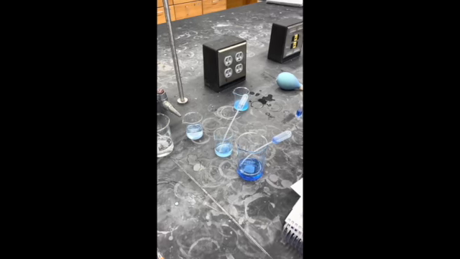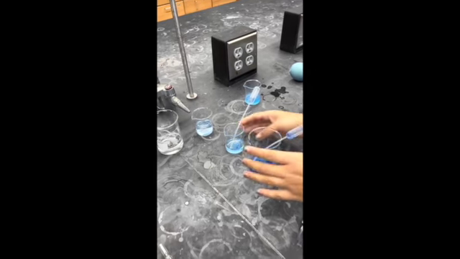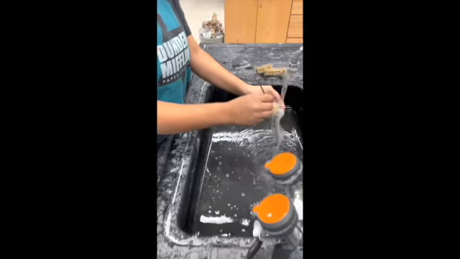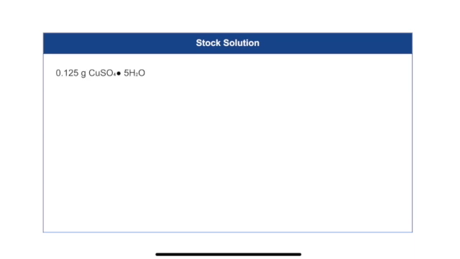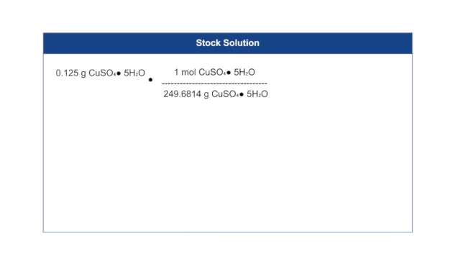At the end of the lab, we clean up by pouring all our reactants and products down the sink, washing all our containers, and leaving our lab bench clean and tidy. We began by calculating the molarity of our stock solution. We placed 0.125 grams of copper sulfate pentahydrate in the volumetric flask and did grams to moles stoichiometry using the molar mass of copper sulfate pentahydrate, arriving at 0.005 moles.